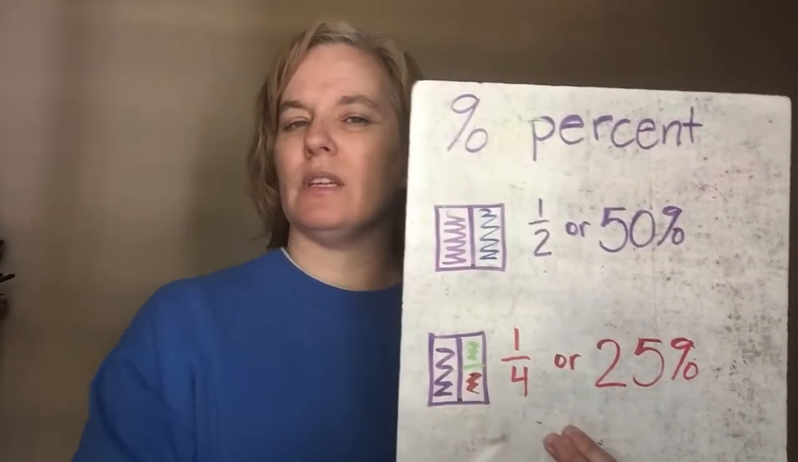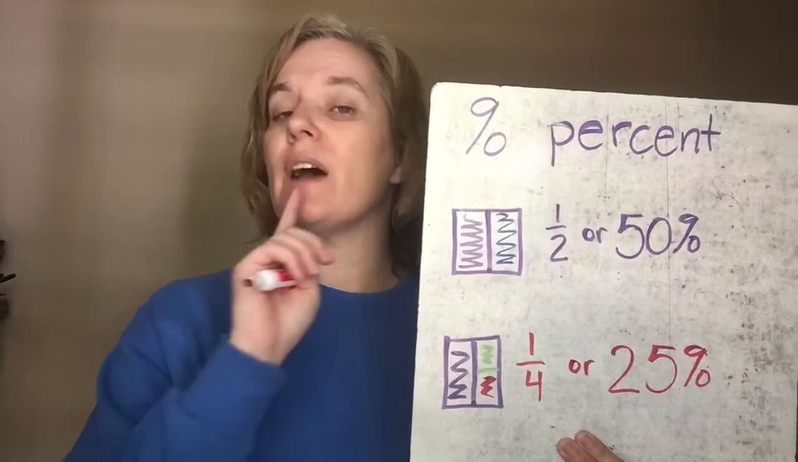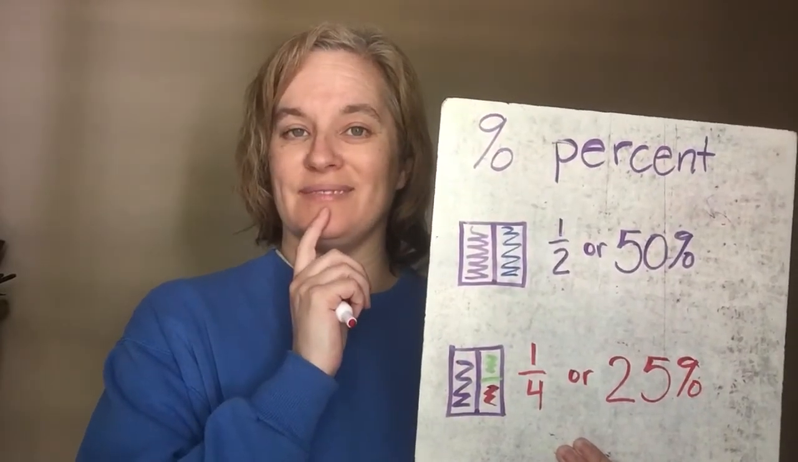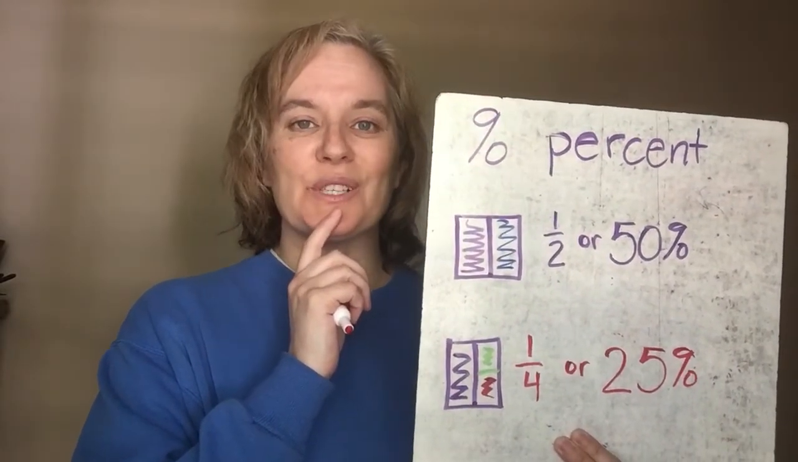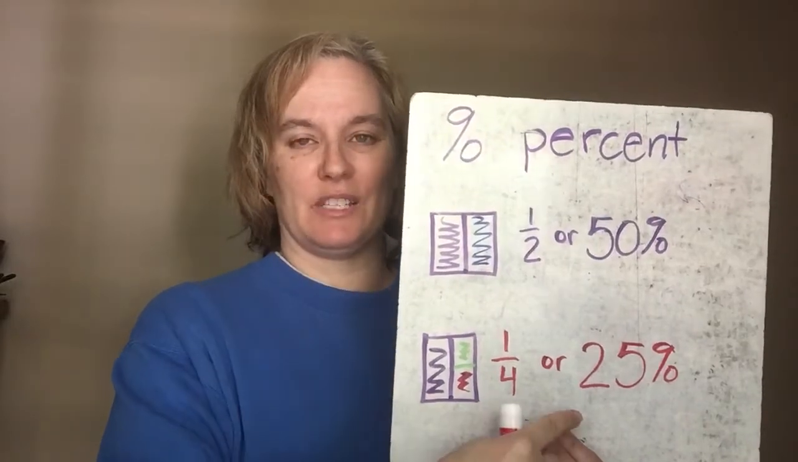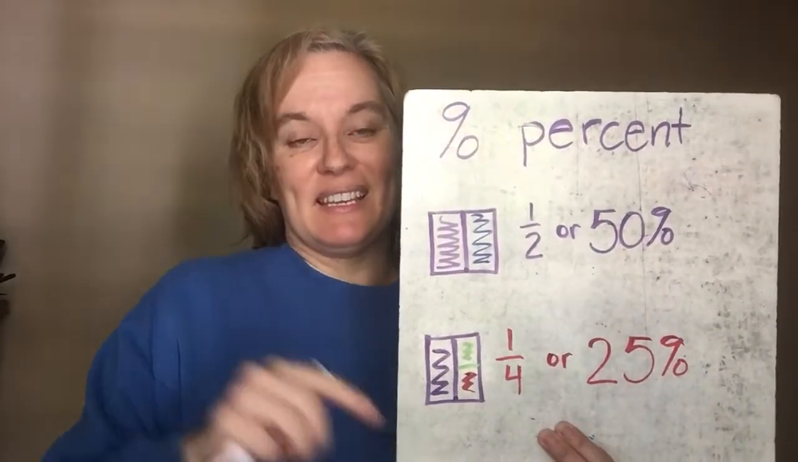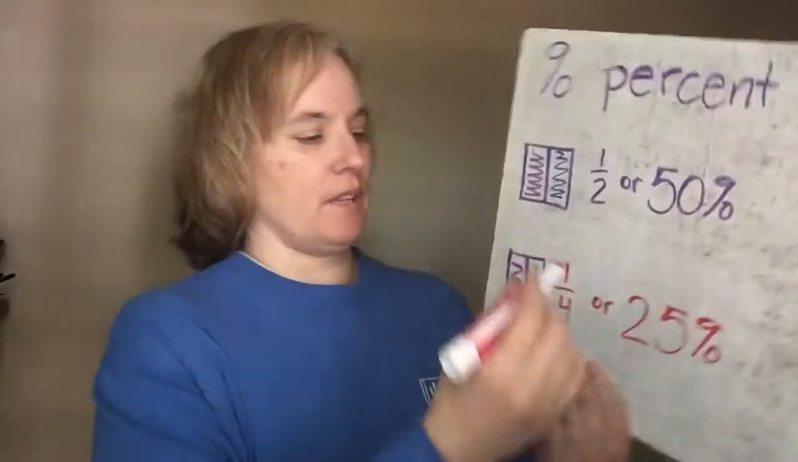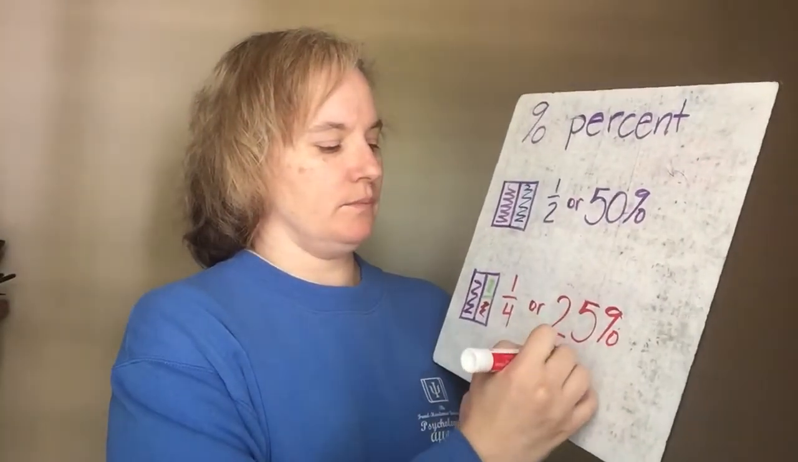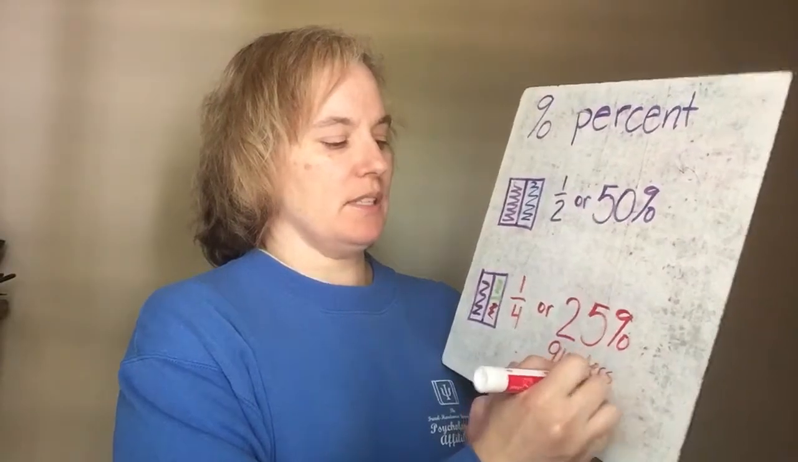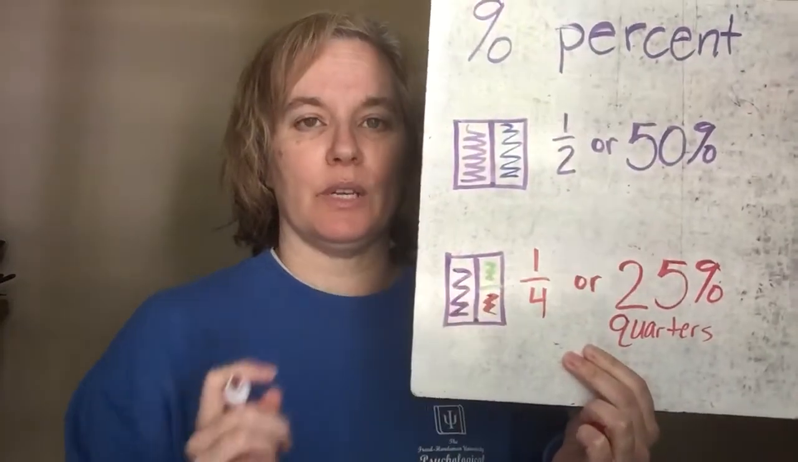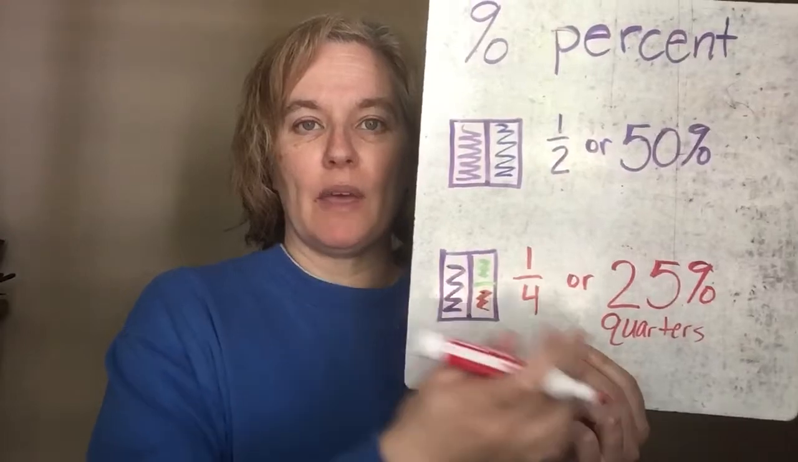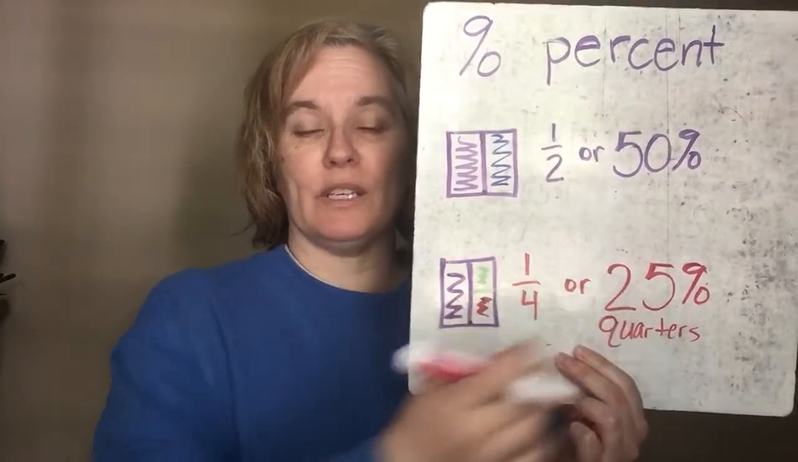What do you know that you have to have four 25s to make a whole of? Quarters. You have to have 4 quarters. Each quarter is 25 cents, and it equals up to 100. That's another word for this, quarters. You could say a quarter of the square is green, and people would know that means 1/4 or 25%.